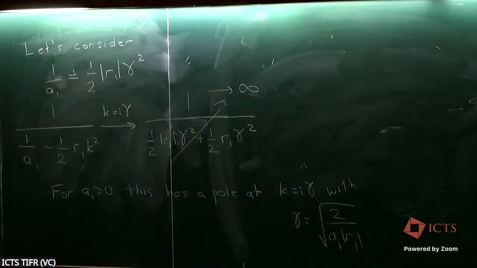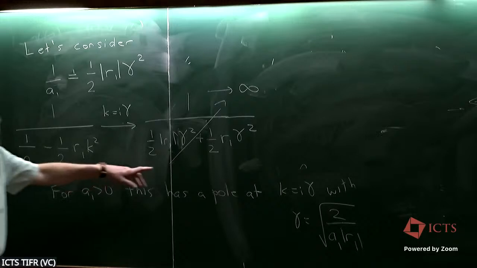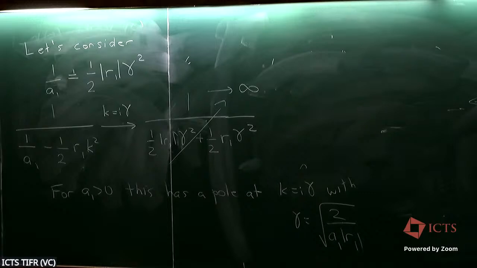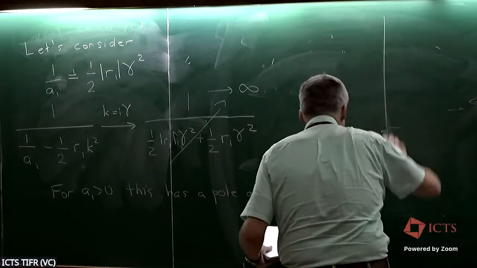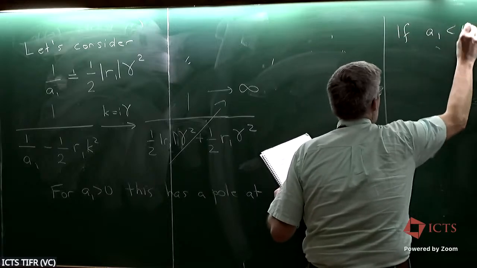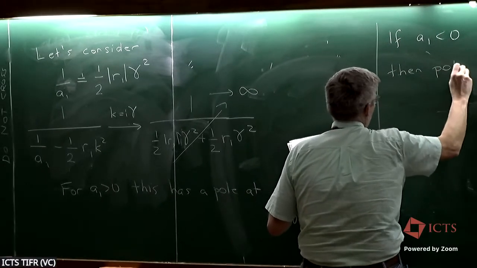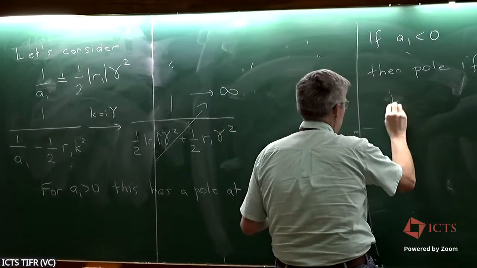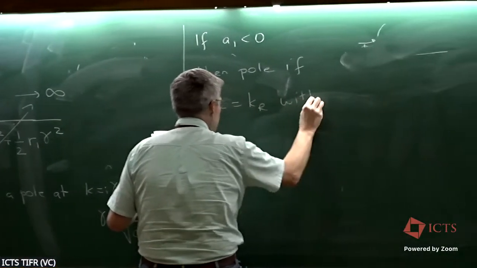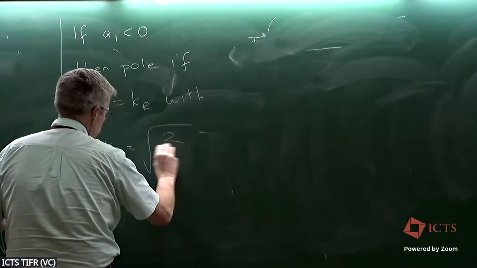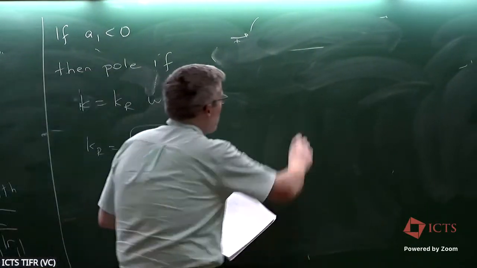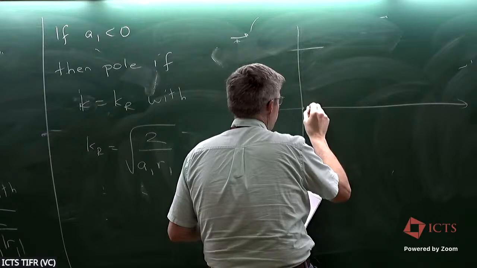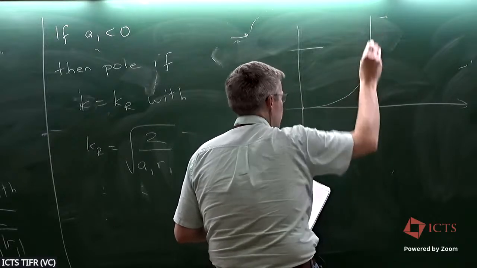And if you're near the pole, this counting that I did over there breaks down. If A1 is negative, then there's a pole of the same magnitude, but now it's real. So I would say at k equals kR, with kR equal to the square root of 2 over A1 R1. So what's that? I have some phase shift, let's say, and this thing is going to blow up. It's going to just blow up like this.